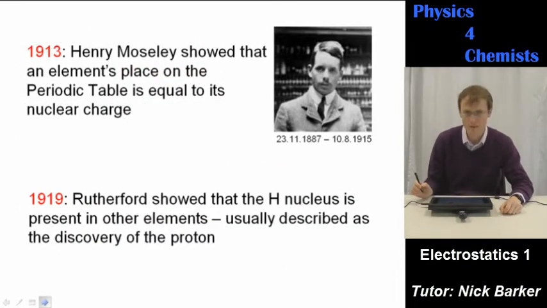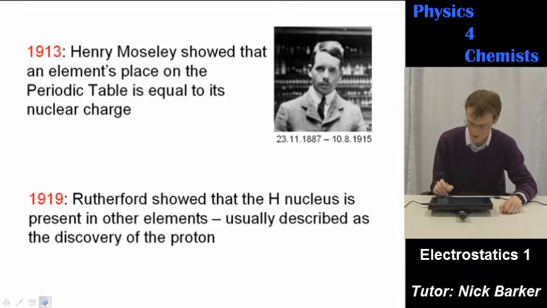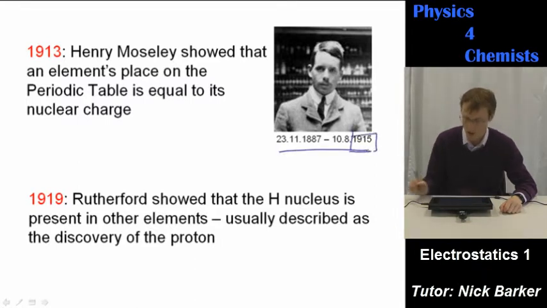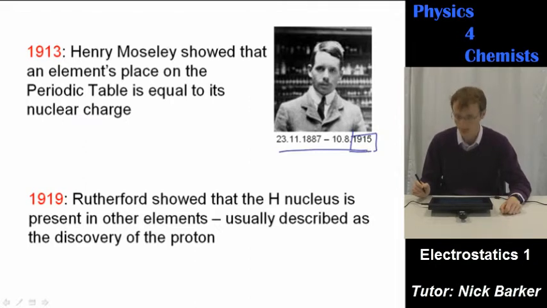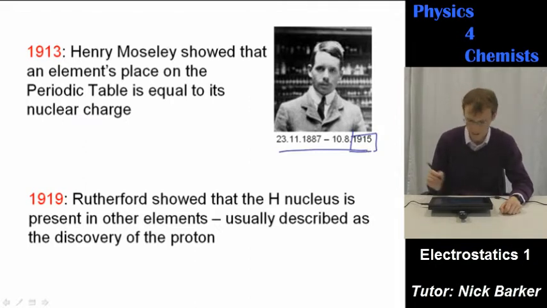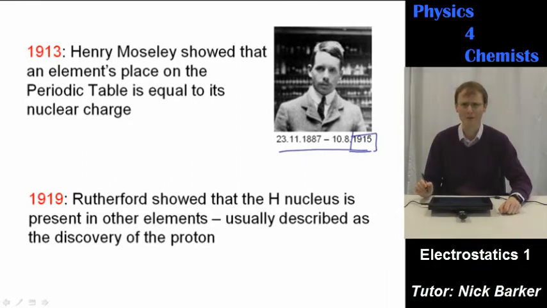1913, a man called Henry Moseley showed that an element's place on the periodic table is equal to its nuclear charge. He should undoubtedly have won a Nobel Prize for that, a monumental piece of work. But if you look at his lifespan, he died very young, 1915. That was the Battle of Gallipoli, and he was shot by a sniper. And you don't win Nobel Prizes if you're dead. I should word that better, they don't award Nobel Prizes posthumously.